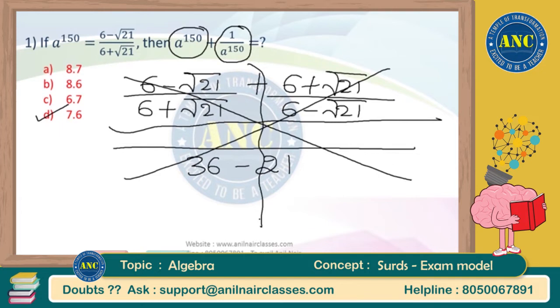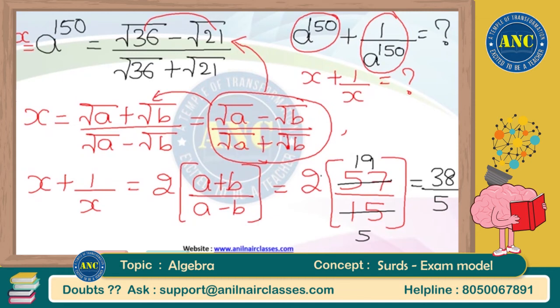So you know that if x is equal to root a plus root b divided by root a minus root b, or x is equal to root a minus root b divided by root a plus root b, then x plus 1 by x is equal to 2 times (a plus b divided by a minus b). It is always the sum in the numerator, always the difference in the denominator. Simple. It is very simple to remember, sir. I hope with that logic this problem can be solved within a second.